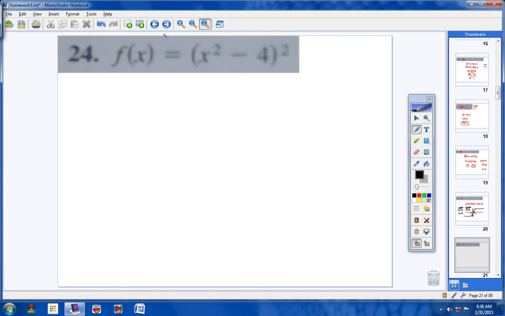Alright, let's go on to number 24. Okay, we're going to type this into our grapher, so go ahead and clear out the other equation. Hit y equals, and then put a parenthesis, hit x squared, then -4, then close your parenthesis, and then hit squared, okay? Give me just about 10 seconds to do that real quick here. Okay, (x squared - 4), close the parenthesis, squared.